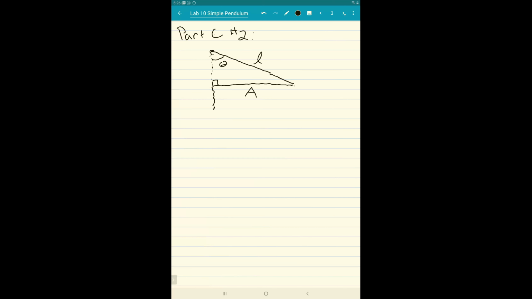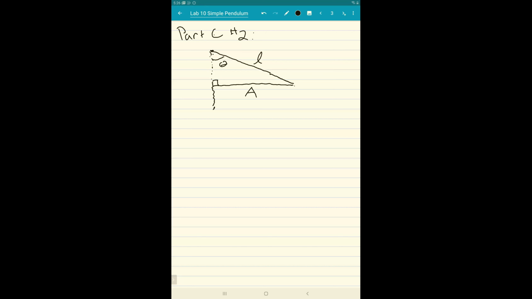So the deal is, well, technically, this is the amplitude. It's not the distance traveled. Right? Distance traveled is an arc, and so you have to do an arc length formula. But we're not going to do that here. We're just going to say that's the amplitude.